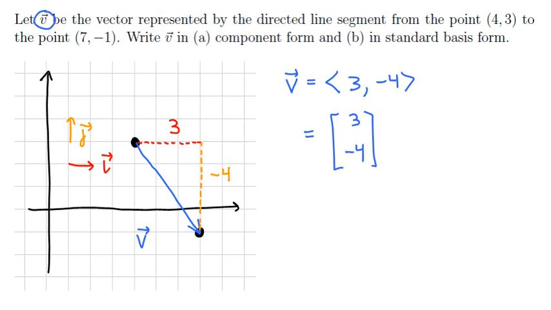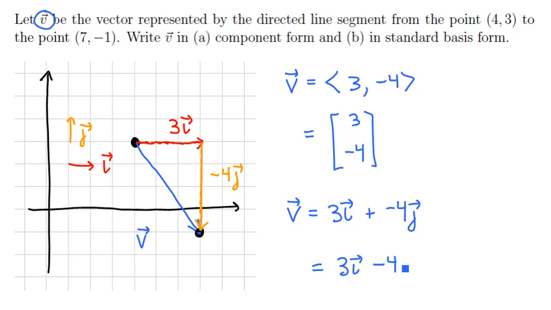If we look at our picture, we see that to get from the first point to the second point, the horizontal change can be represented by the vector 3i. And the vertical change can be represented by the vector -4j. And so the vector v is the vector sum of 3i and -4j. That is, v can be written as 3i plus -4j, or more concisely, as 3i minus 4j.